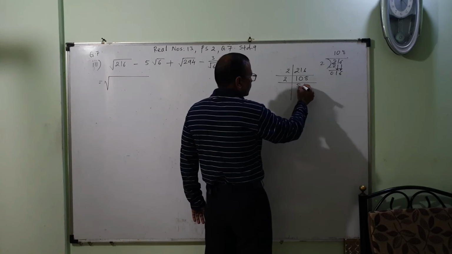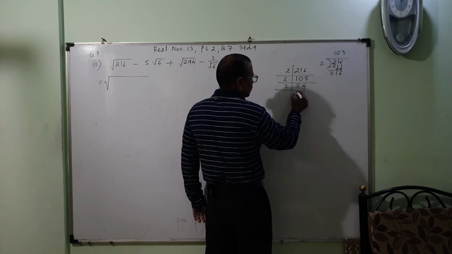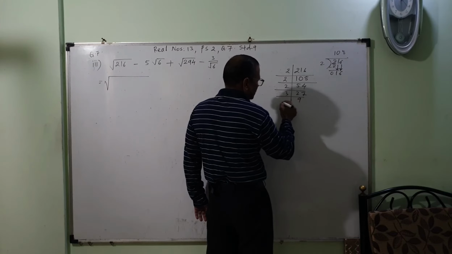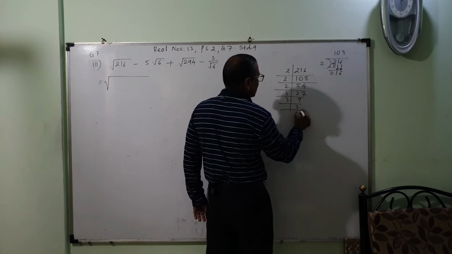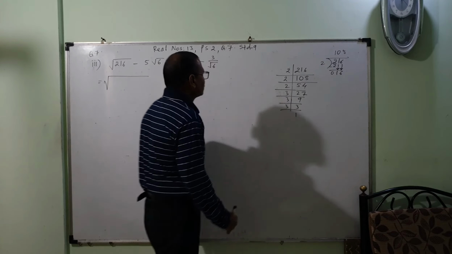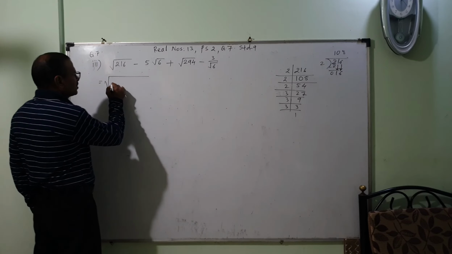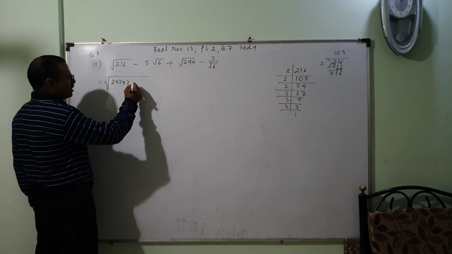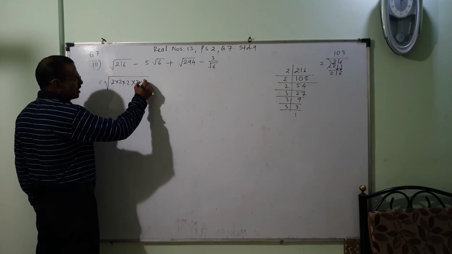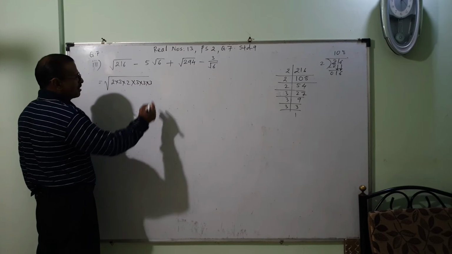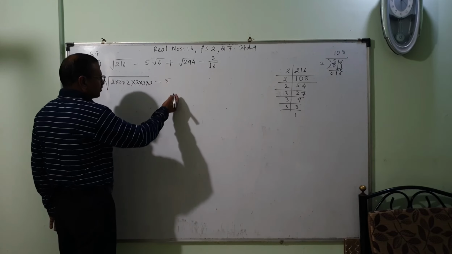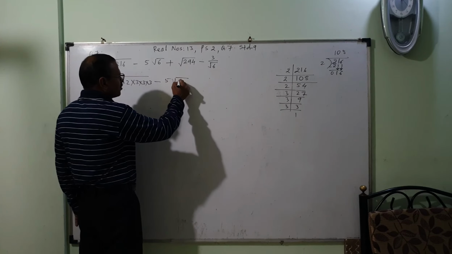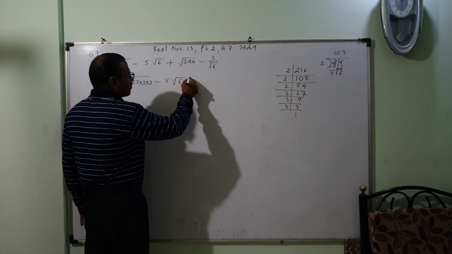2 5s are 10, 2 4s are 8, 2 27s are 54, 3 9s are 27, 3 3s are 9, and 3 1s are 3. Now this I will write as 2 into 2 into 2, 3 times, into 3 into 3 into 3, 3 times, minus 5. Of no use, it is just only 3 into 2, so I will write it as this, plus.